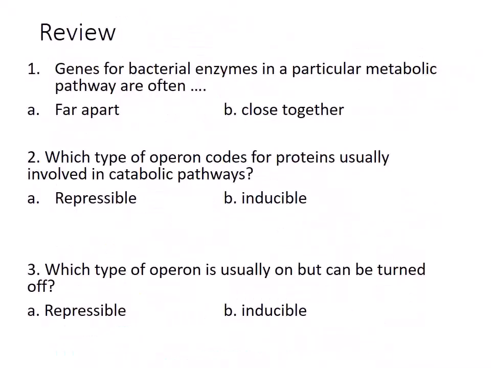So genes for bacterial enzymes in a particular metabolic pathway are often far apart or close together? So that's going to be close together. And which type of operon codes for proteins usually involved in catabolic pathways? So that's going to be inducible. And then which type of operon is usually on but can be turned off? So that's going to be repressible.